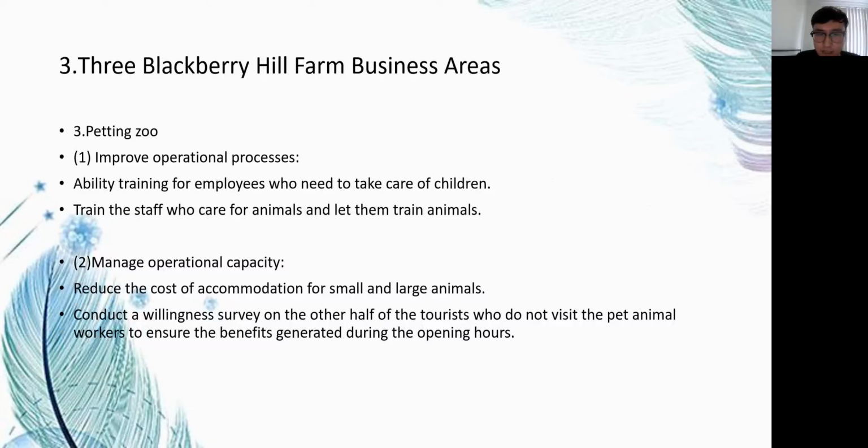Conduct a willingness survey on the other half of the tourists who don't visit the animal zoo, to ensure the benefits generated during the opening hours.